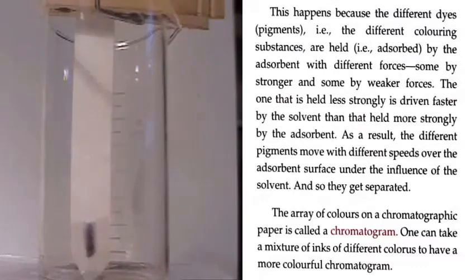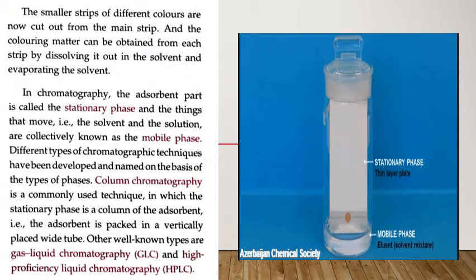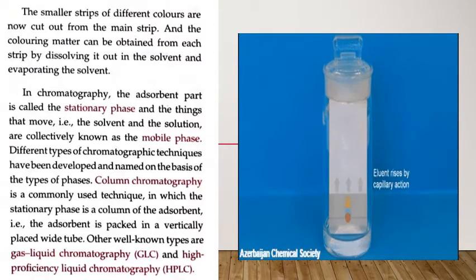The array of colors on a chromatographic paper is called a chromatogram. One can take a mixture of inks of different colors to have a more colorful chromatogram. The smaller strips of different colors are now cut from the main strip, and the coloring matter can be obtained from each strip by dissolving it out in the solvent and evaporating the solvent.